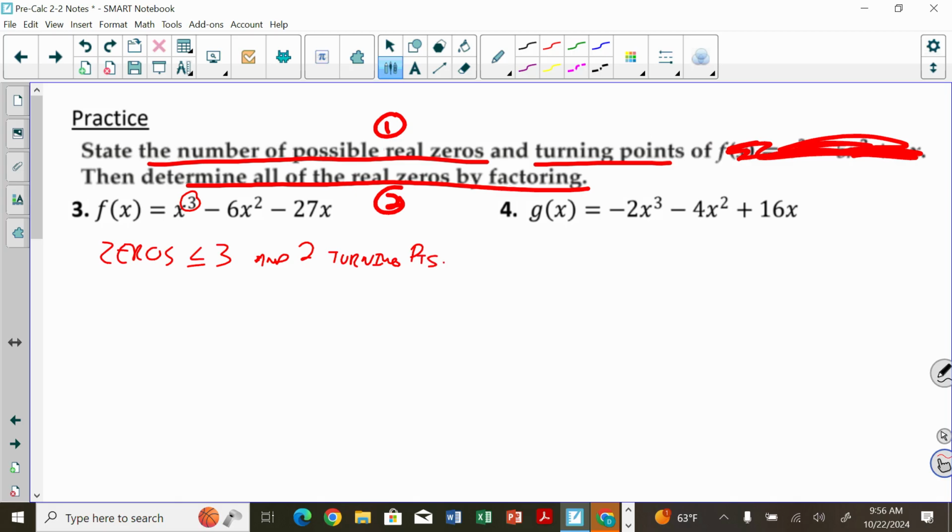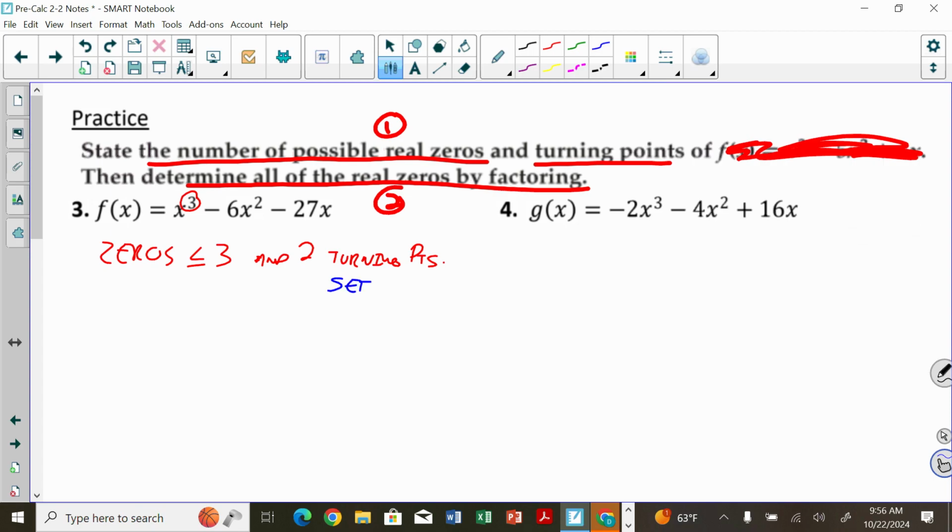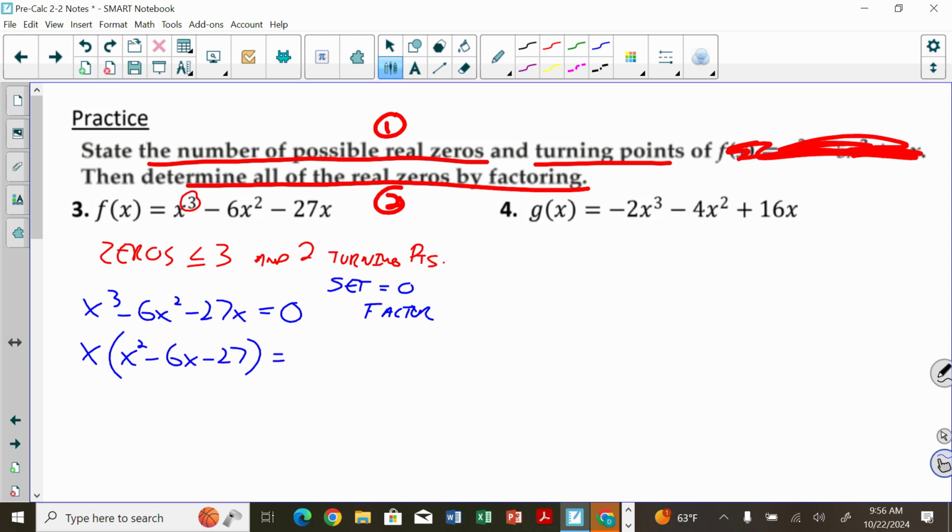Okay. And so the next part would be to actually solve this thing out, factor it, and then find the zeros. So to do that, remember, we want to set equal to 0 and factor. Okay, so let's do that. We've got x cubed, that's what we're starting with, x cubed minus 6x squared minus 27x. So I'm going to set that equal to 0 so I can factor it. And now I can see I can pull an x out. I can factor out an x. So I have x squared minus 6x minus 27, and that's going to equal 0 here.